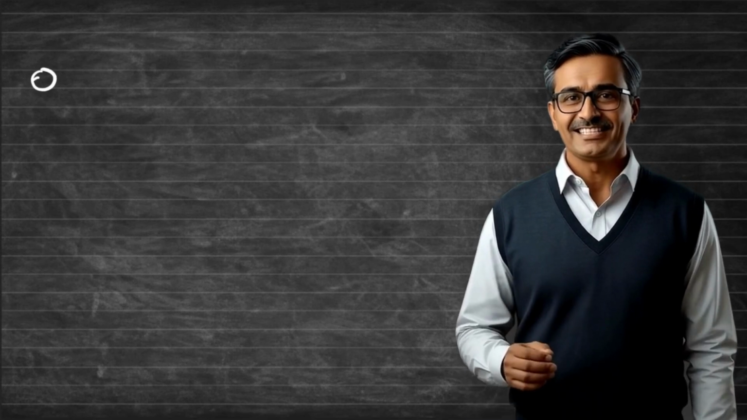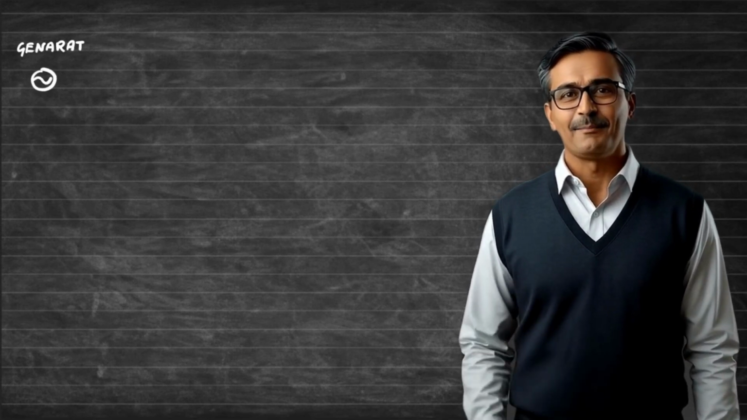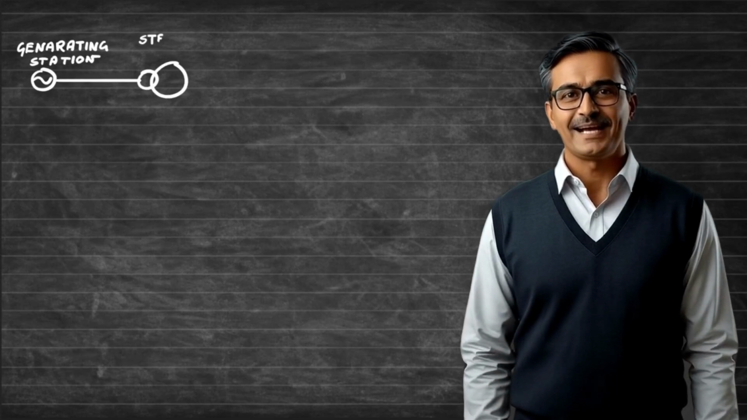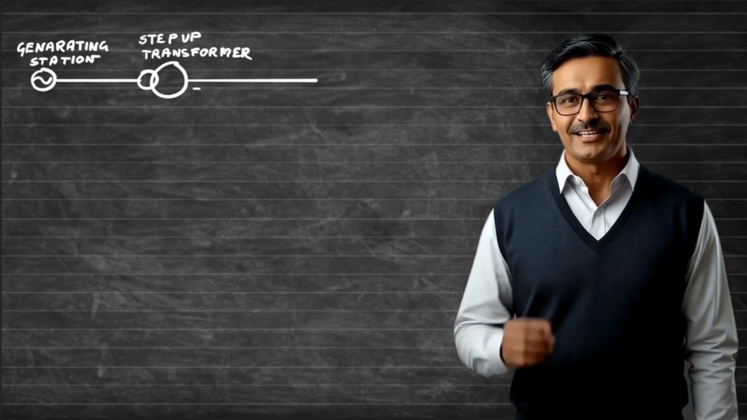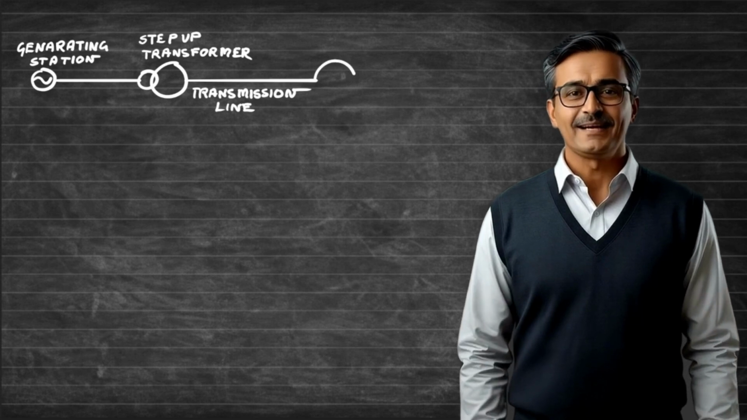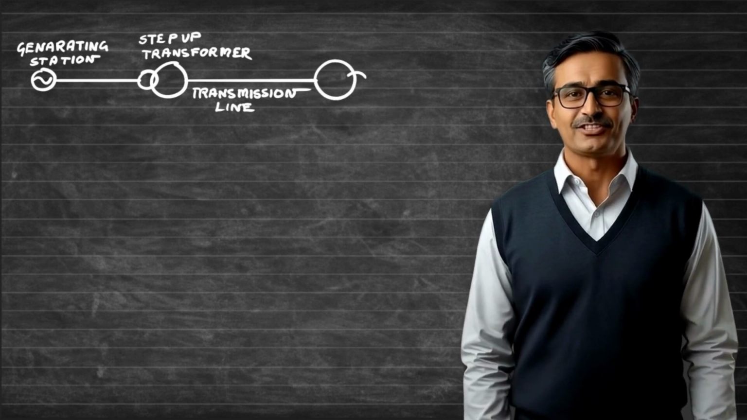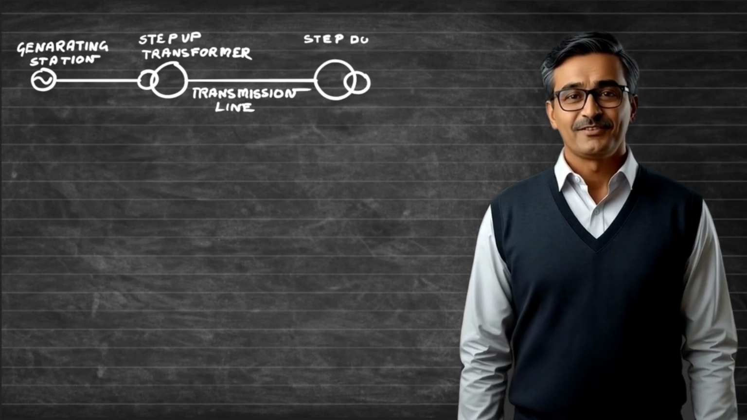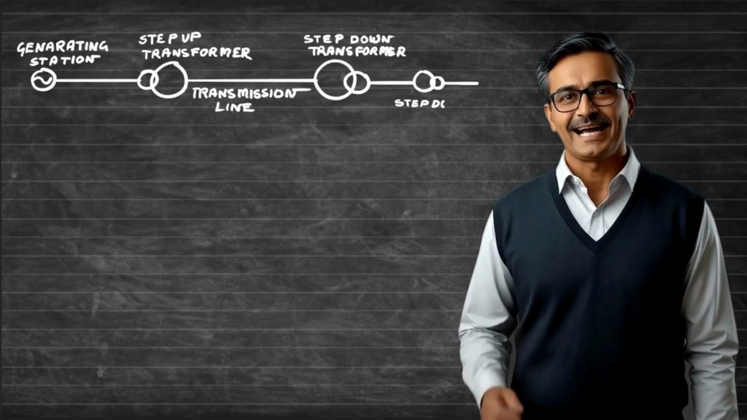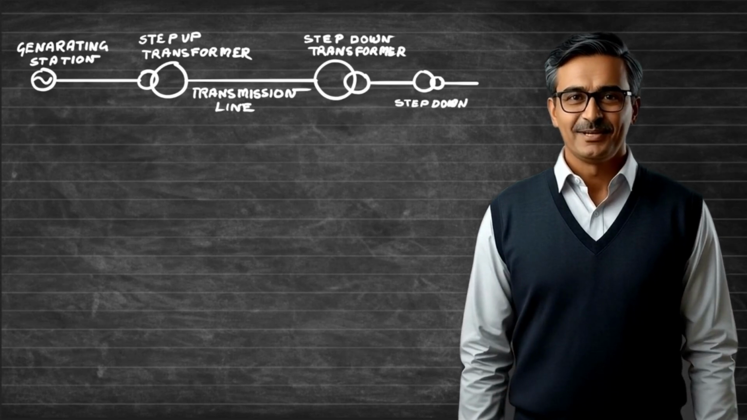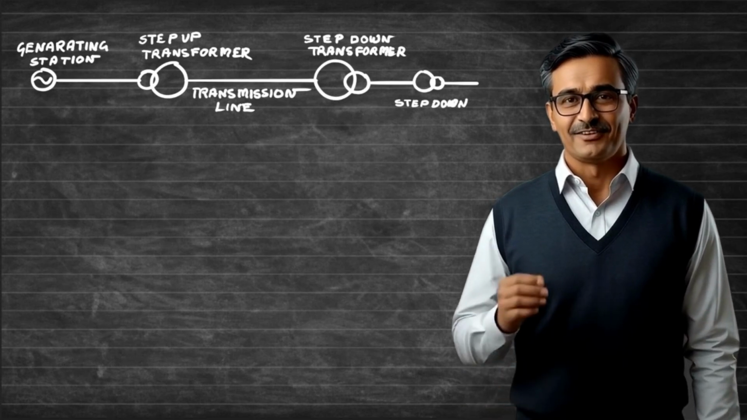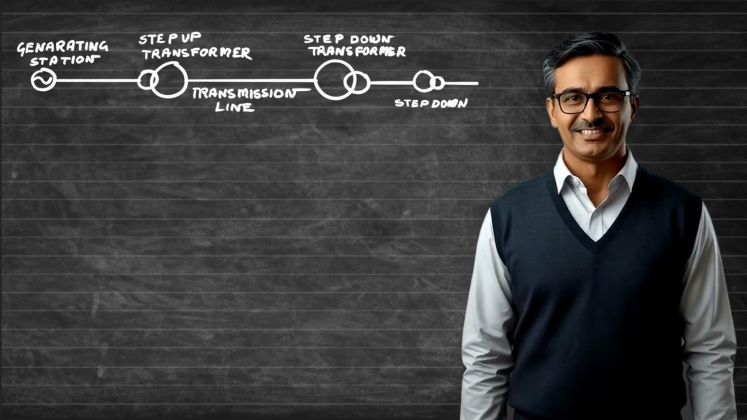Suppose there is a generating station where a generator is generating power at a certain voltage level. Then this voltage is stepped up by a step-up transformer, and the power is transmitted through the transmission line to the load center. At the load center, the voltage is again stepped down to distribution voltage levels. From the distribution system, the voltage is further stepped down at the consumer supply end. So, this is the simplest configuration of a power system. And here you can see that many different voltage levels are involved in the same system.